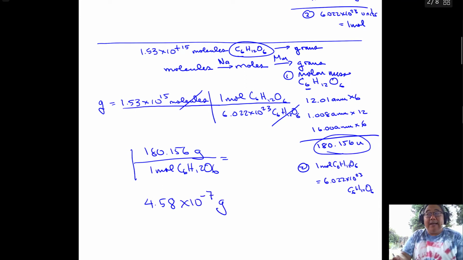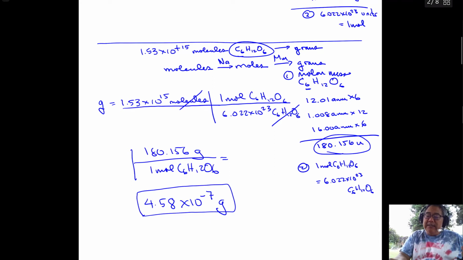So it doesn't weigh a lot. 10 to the minus 7 grams, that's less than a microgram. Your hair probably weighs hundreds of times that mass. A single hair, I should say. That's how you convert back and forth.